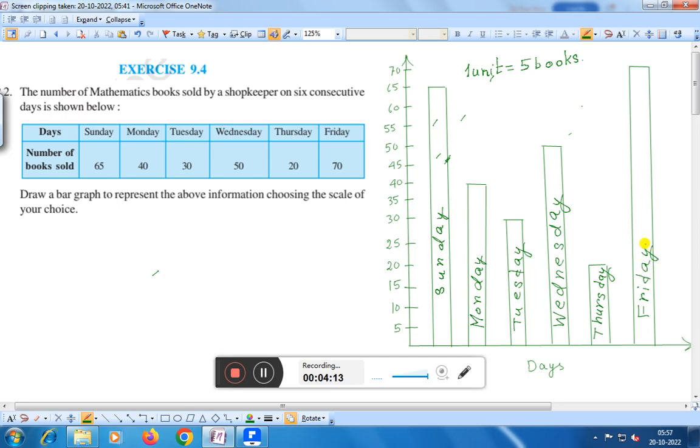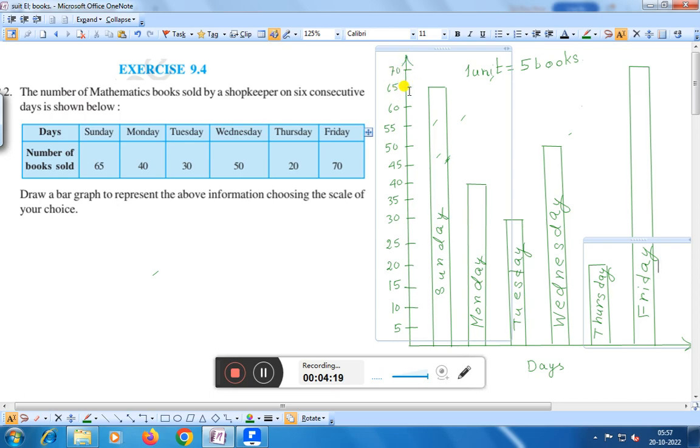Now you find the bar graph. Sunday, the number of books sold is 65. On Monday it is 40. Tuesday it is 30. Wednesday it is 50. Thursday it is 20. And last day, Friday, it is 70. Here you see this is 70. And we have taken the scale as 1 unit equal to 5 books.